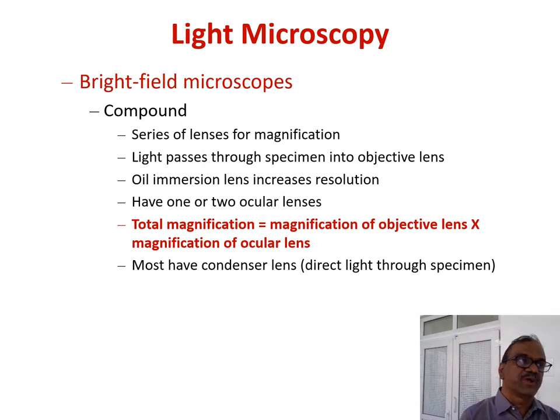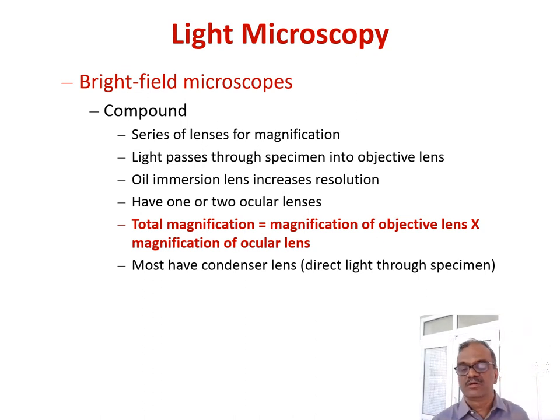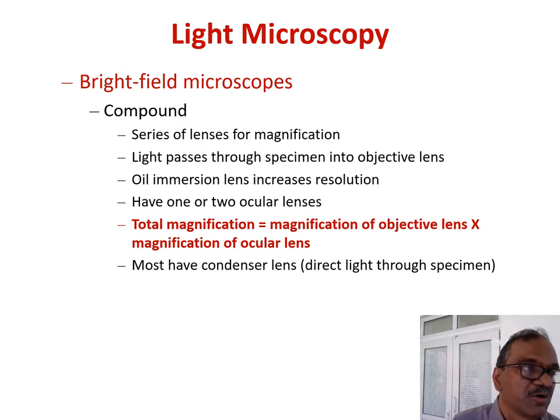In a compound microscope, what you are observing in a class? Two, isn't it? Okay, so light passes through the specimen into the objective lens. Then you can increase the power of resolution also using the oil immersion. What is the principle? We will see later. Then it has one or two ocular lenses. Okay, total magnification equals magnification of objective lens into magnification of ocular lens.